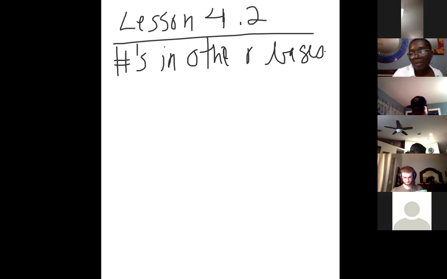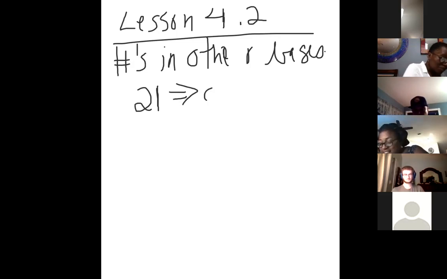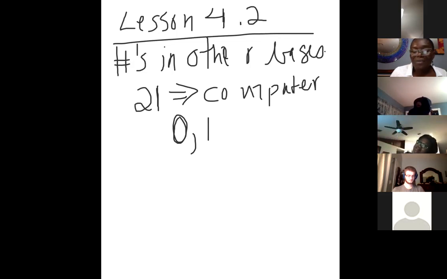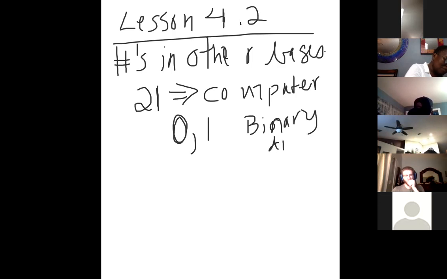Numbers in other bases, guys. So I want you to think about this right here. The number 21. If we take 21, we type it into a computer. When the computer reads this number, the computer doesn't see 21. The computer reads it as a series of zeros and ones. So in other words, this number 21 is converted to a binary digit for the computer to understand it.